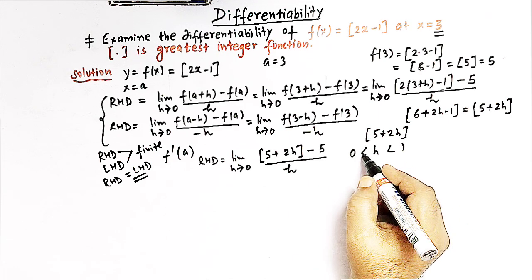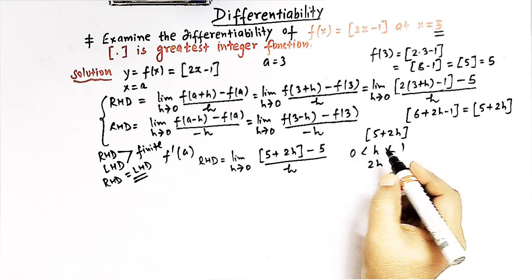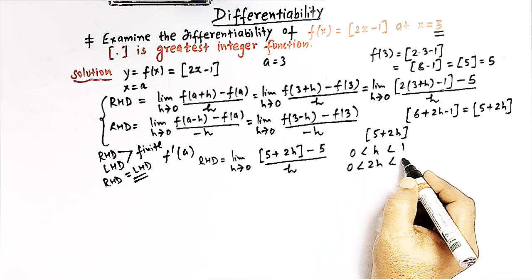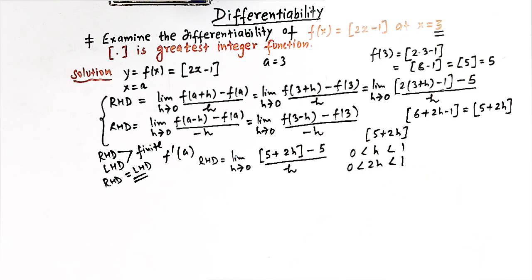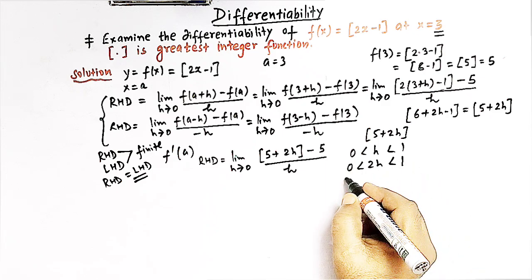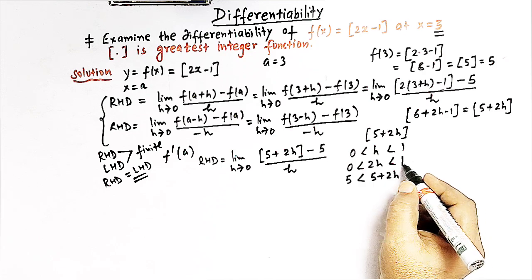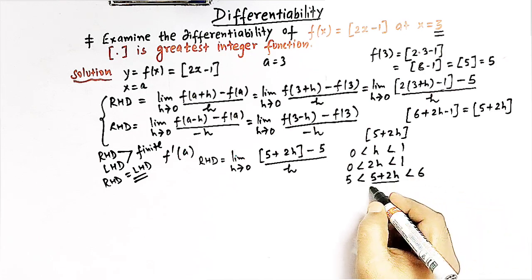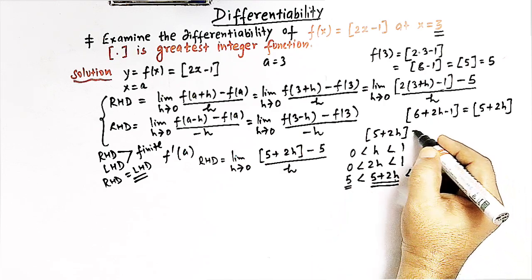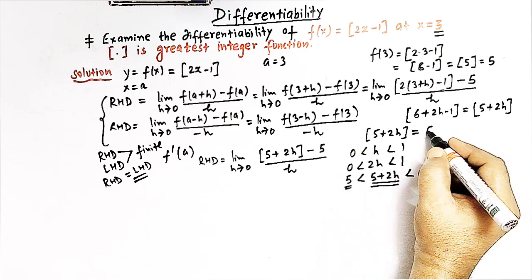So when h lies between 0 and 1, then 2h, that is the product of h with 2, also lies between 0 and 1, because h is very, very small, right? And if we add 5 throughout, then we have here 5, and here we have 5 plus 2h, and here we have 5 plus 1, 6. So this quantity 5 plus 2h lies between 5 and 6. So the greatest integer of 5 plus 2h should be equal to 5.